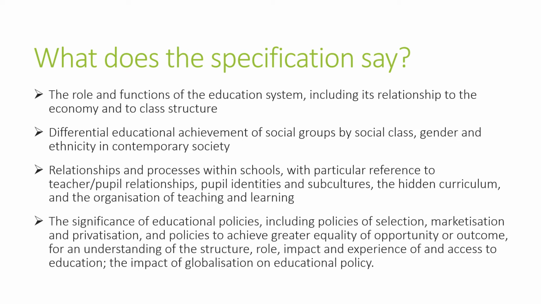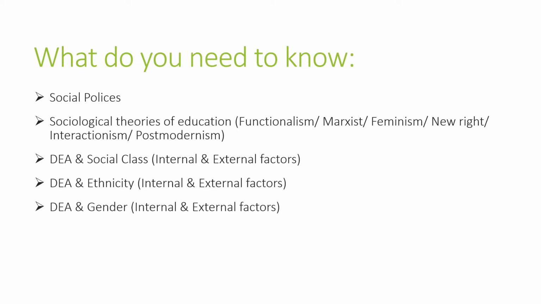So we have broken it down into loads of different topics, and what I will do is discuss some of those right now. What we will look at is social policy as a topic. We'll look at sociological theories of education, so the core sociology theories: functionalism, Marxism, feminism, interactionism, postmodernism and new right. And then we'll go into the DEAs, the differential educational attainment or differential educational achievement. So basically, what are the achievement differences in terms of social class, ethnicity and gender?